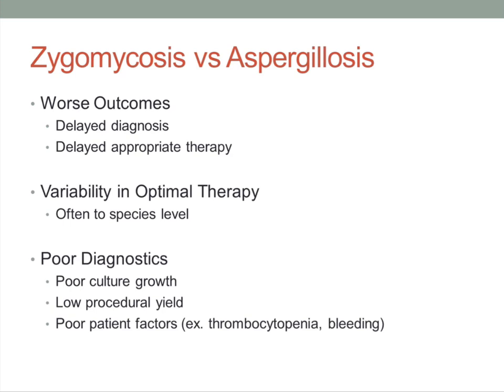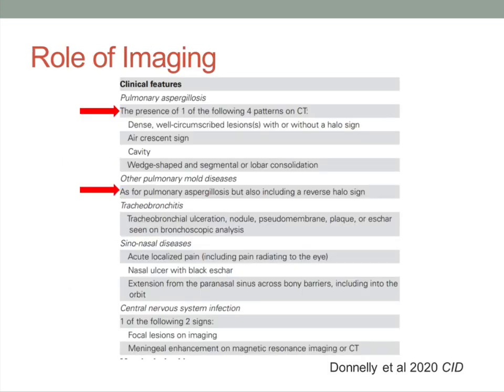Our diagnostics are still terrible. Our yield from procedures is poor. A lot of these patients have other factors that can make it a challenge. And then even when you are able to do the procedure, only in a minority of cases are you going to actually be able to grow the organism. So because of that, there is clearly a benefit if I can tell is this Aspergillus versus mucor, because that's going to affect my treatment options as well as just prognosis for the patient.